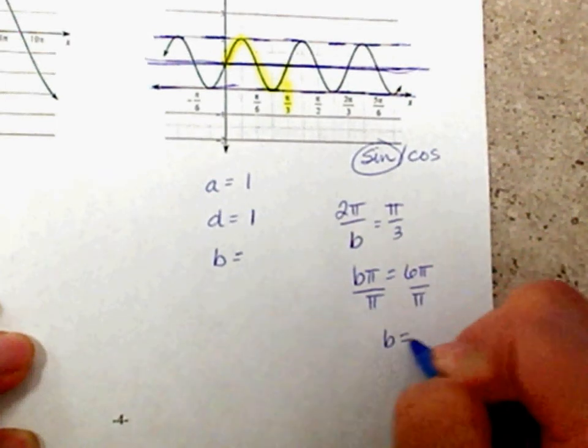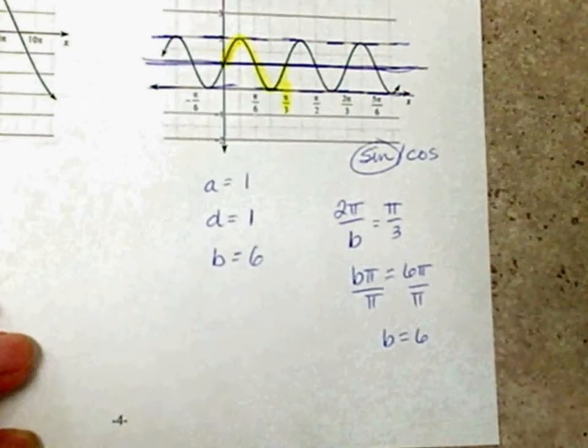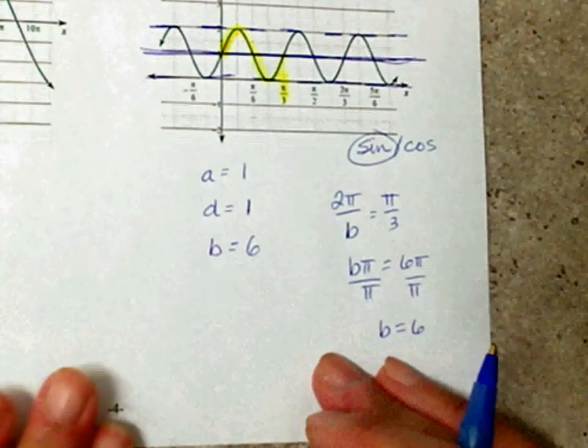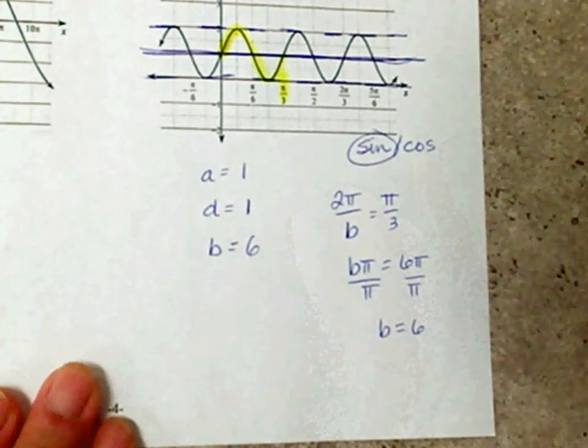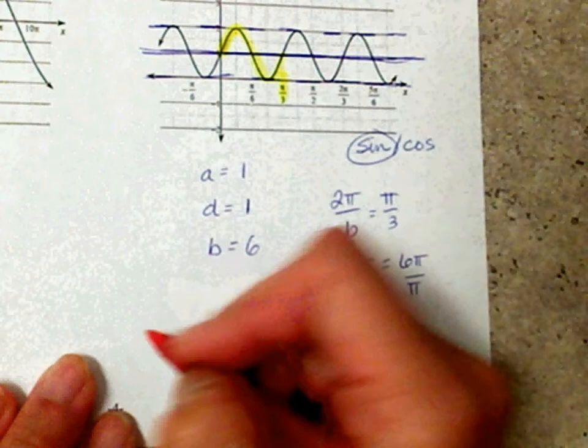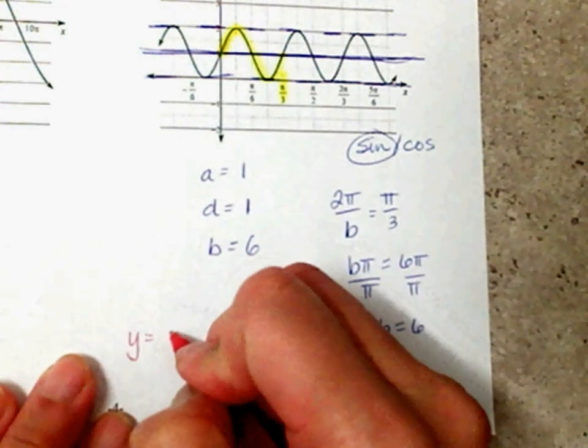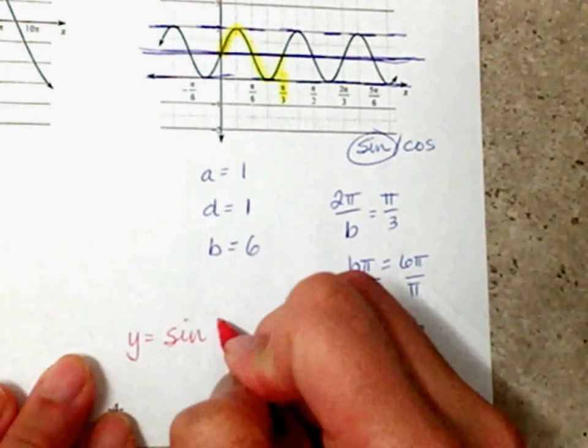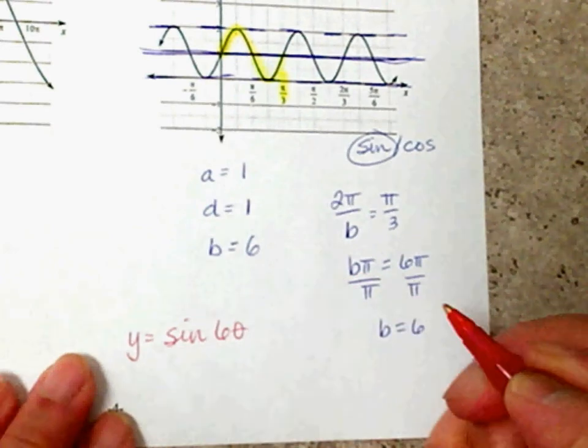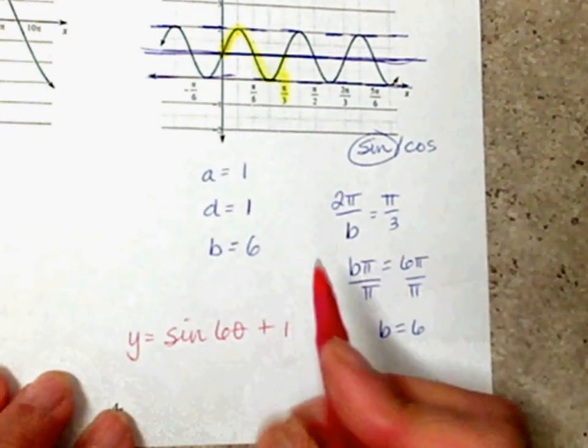You got your A, your D, your B, and you know it's a sine. So now you can write your equation. Y equal sine of 6 theta, or 6x, plus 1, because you only moved up 1. And there's your solution for number 18. Okay.